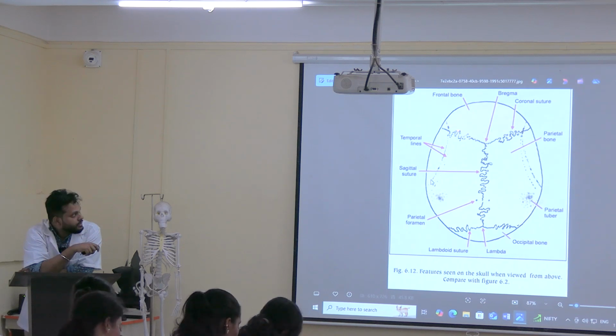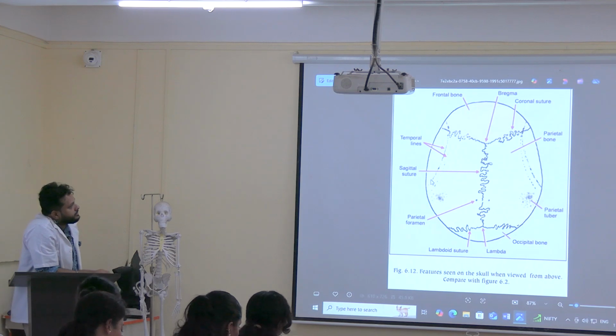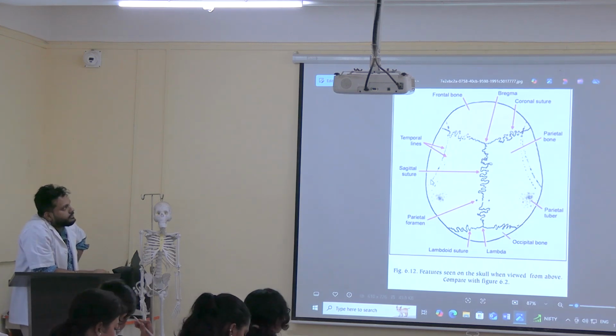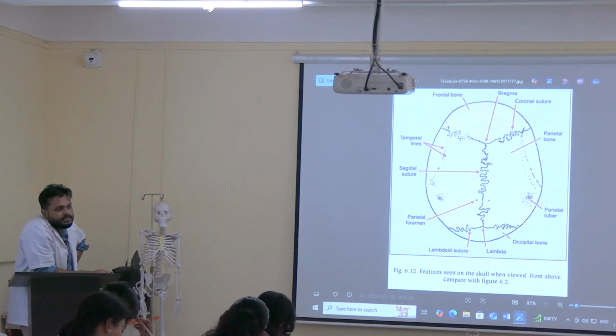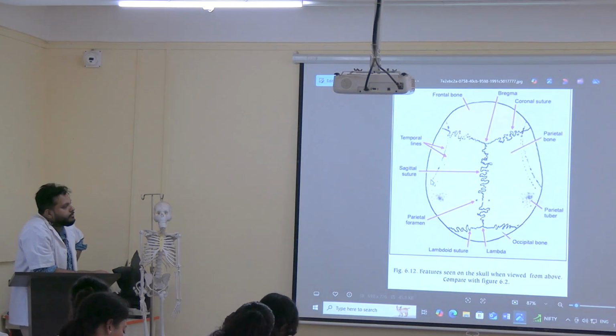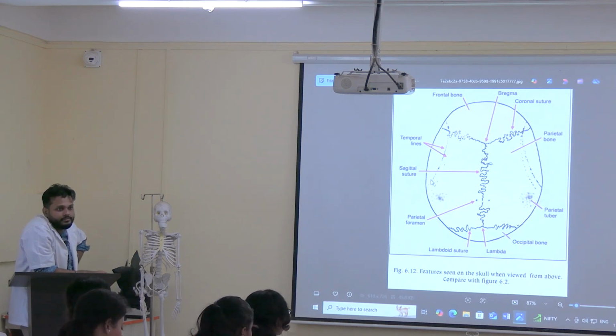Okay. This point. Coronal suture and meeting point of coronal suture and which suture is this? Sagittal suture. This point is known as bregma. This one is known as bregma. And meeting point of sagittal suture and this lambdoid suture is known as lambda. This one is known as lambda.